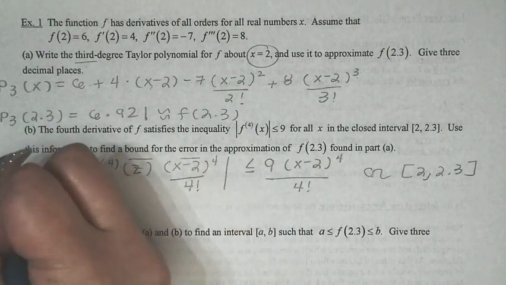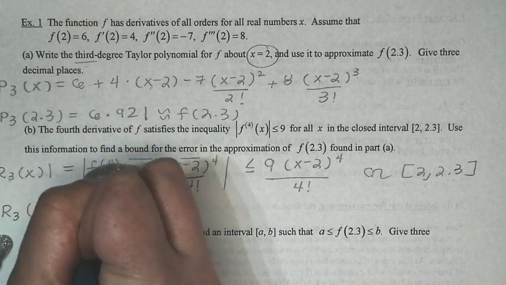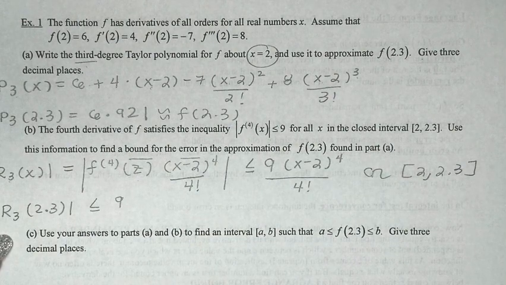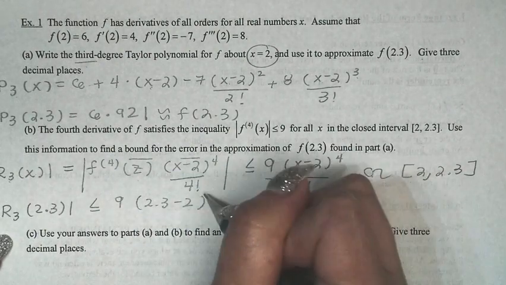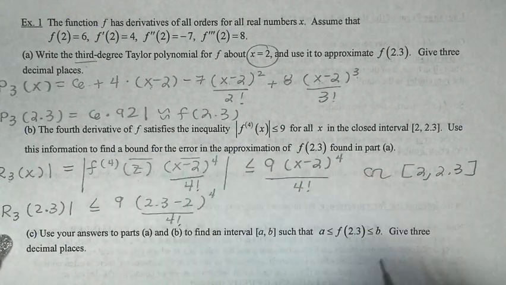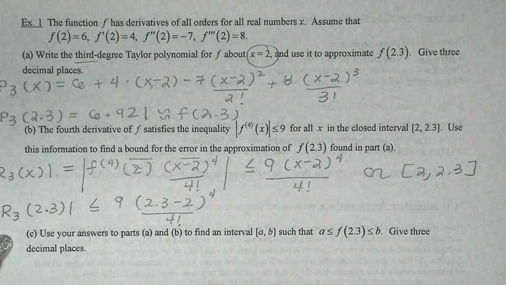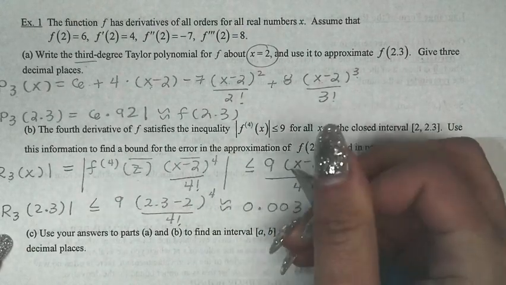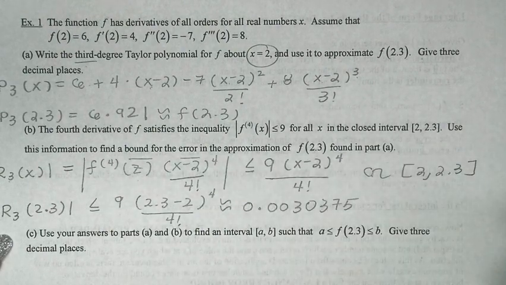So using 2.3, we have R sub 3 of 2.3 is going to be less than or equal to the famous 9. I don't need the absolute value because I know that 9 is positive. And then you have 2.3 minus 2, which you know is positive, to the power of 4, divided by 4 factorial. We can have the absolute value here, but we don't need it because we know that all those numbers are positive. If I plug this in my calculator, it gives me 0.003375, okay, and this is your error bound, as you can see.